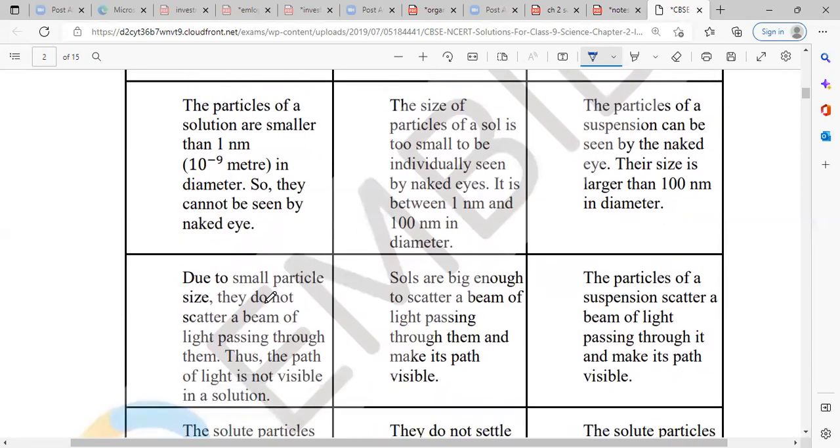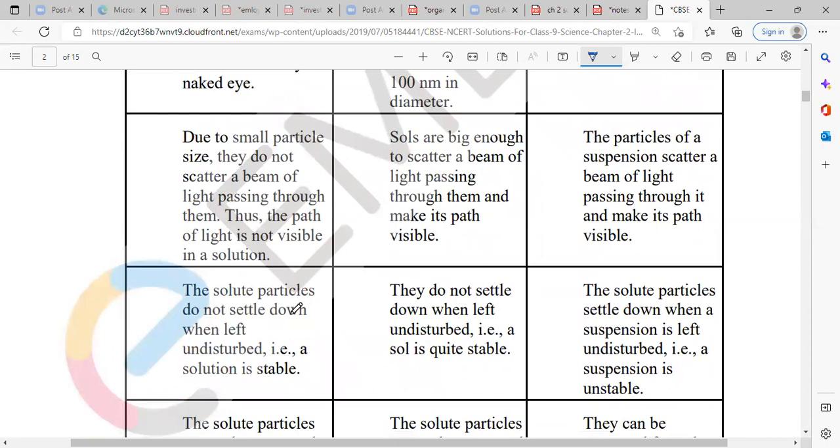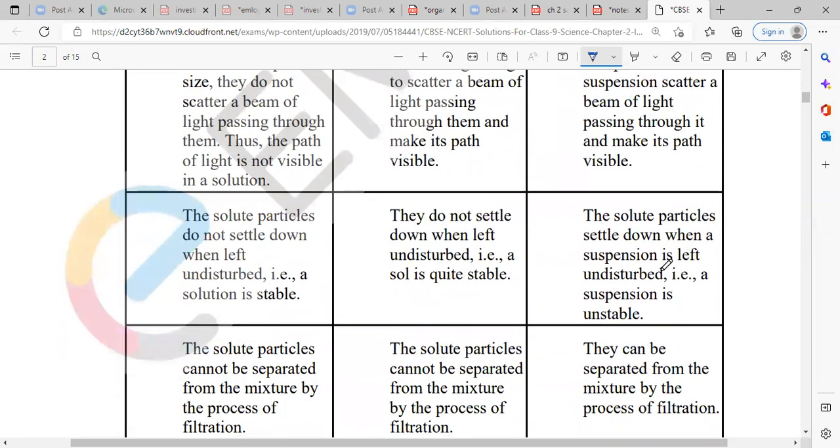Due to their small particles, solutions do not scatter a beam of light. Suspension particles are big enough to scatter a beam of light passing through and make its path visible. The solute particles of a solution do not settle down when left undisturbed. The particles of a suspension settle down.